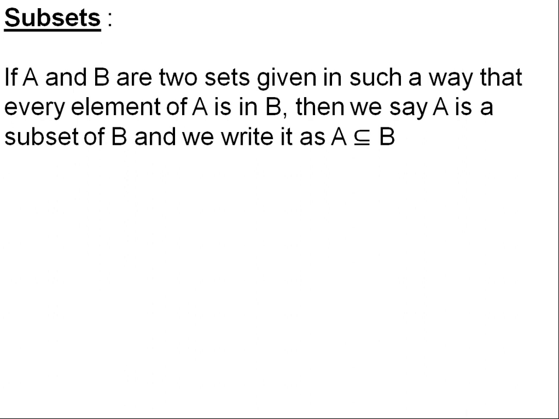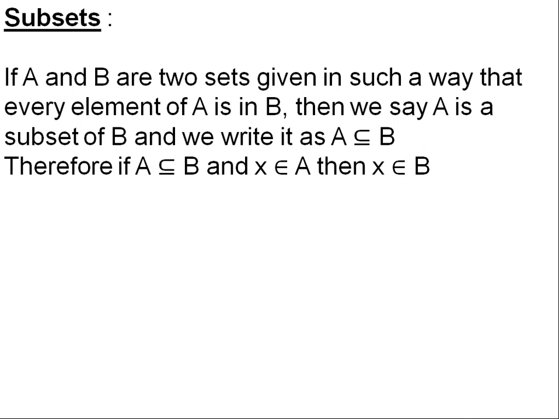If A and B are two sets given in such a way that every element of A is in B, then we say A is a subset of B, and the representation is given in the slide. So this is how we represent it. Therefore, if A is a subset of B, then if X belongs to A, X also belongs to B. That means this element has to be present in the second set also, because A is a subset of B. All the elements of set A will be present in set B.